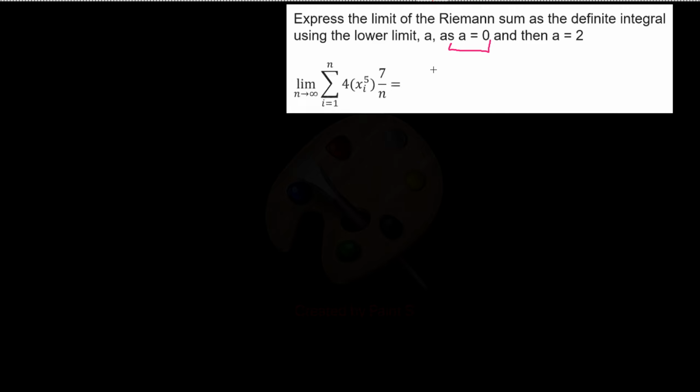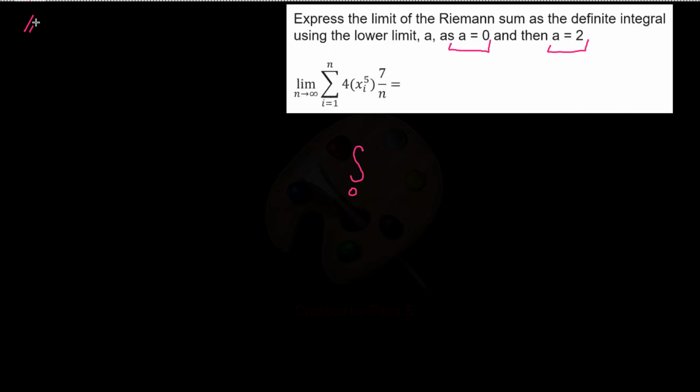In this problem, they want us to do two things. First, take a, our lower bound for our integral, to be 0, and then do the same thing with our lower bound being 2. So at the end of the day, for the first one, we're going to have 0 as our lower bound, and then some dx here. Now let's look at what we have.